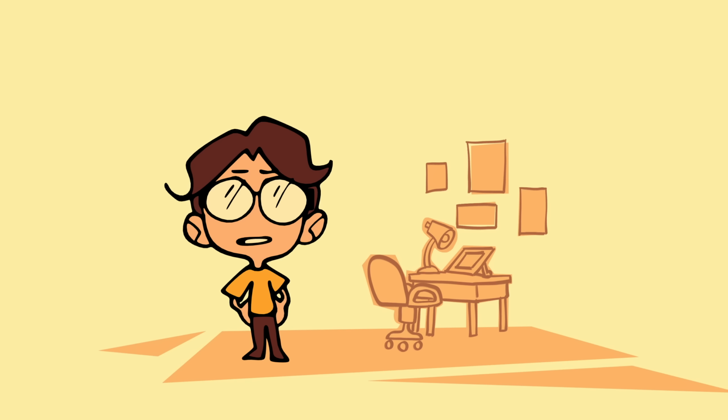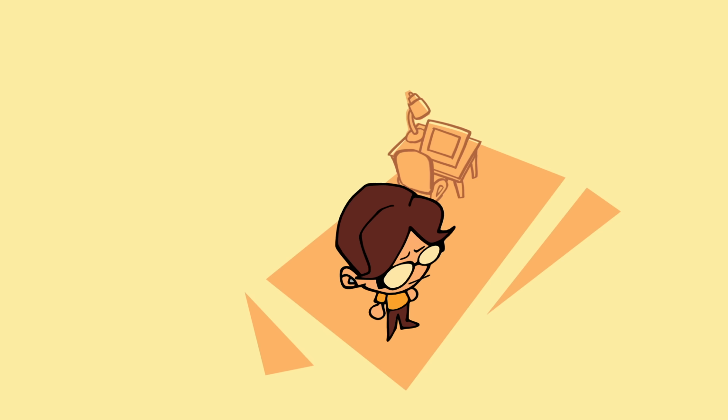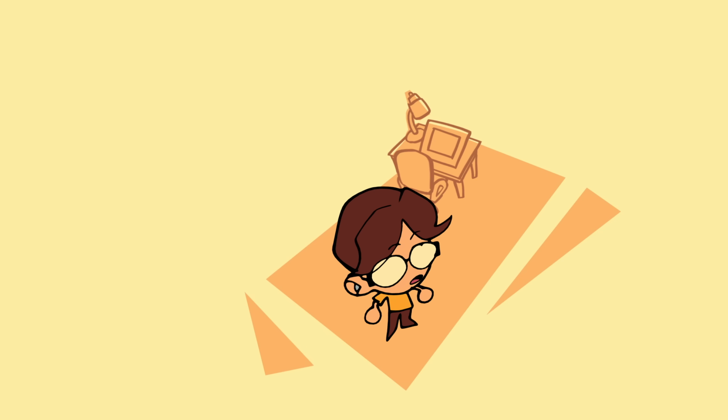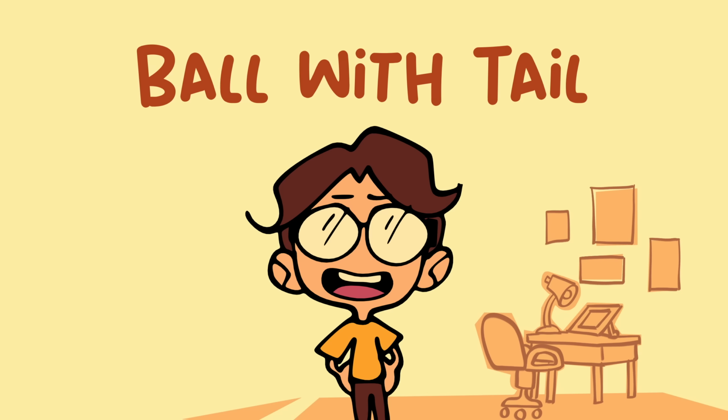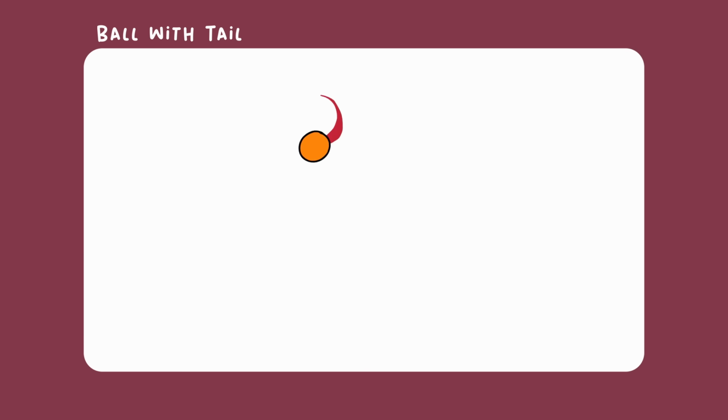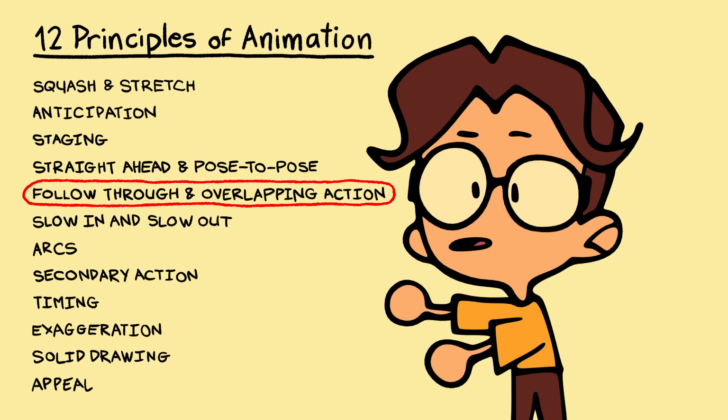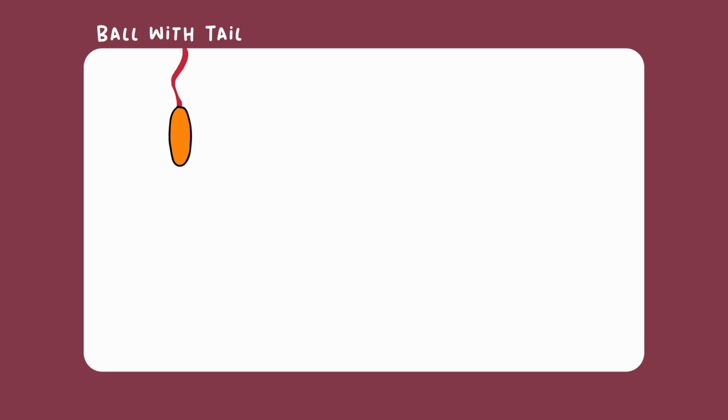Then we had to animate a sperm. What? Oh, my bad. The ball with tail assignment. The idea of this assignment is to practice follow-through and overlapping action in its most basic form. Wherever the ball goes, the tail follows.